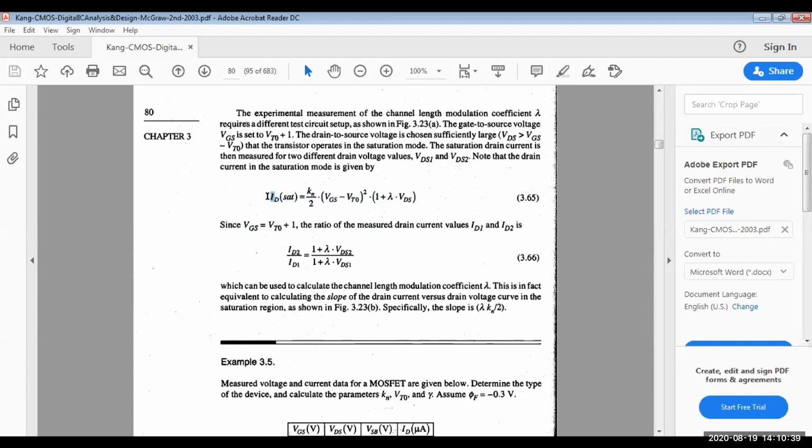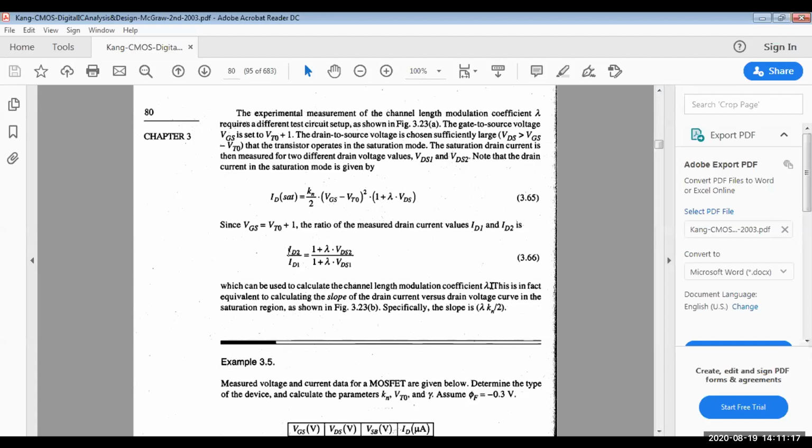Yes. So we are getting VDS2. VDS2 is the greater one, nearly 2.9, and VDS1 is nearly 1. So ID2 we got 7 point something, and this was 7.25 to the power minus 5 something. So just put the values. Solving this equation, you can get the lambda value from this. This was for finding out the lambda.